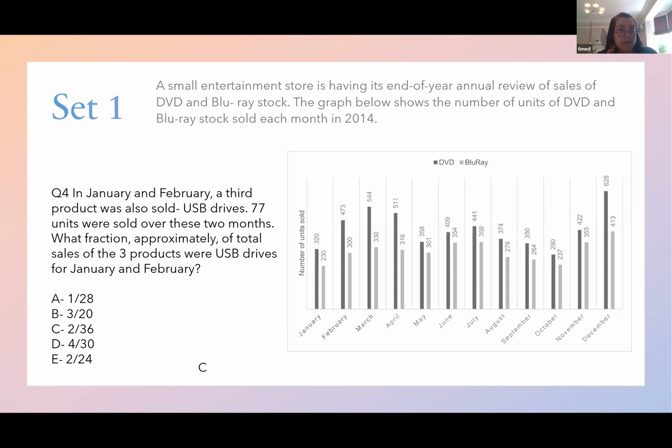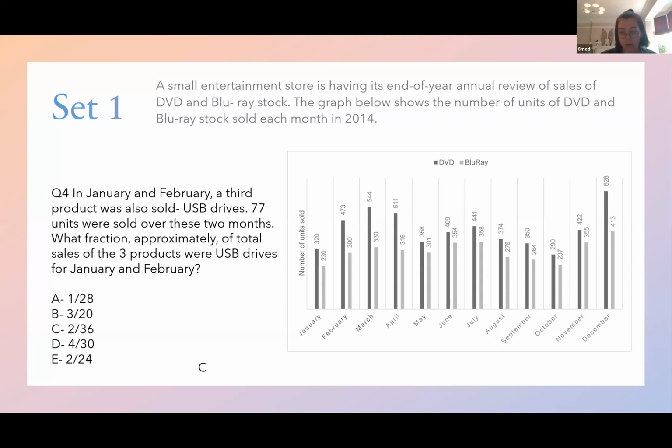So let's look at this question. In January and in February, so we're only looking at January and February, they sold a third product, and this product was USB. It's not really relevant, but you can call that product whatever you want. And over these 2 months, they sold 77 units of USBs, and it's asking what fraction, approximately, of total sales of the 3 products were USBs for these 2 months.